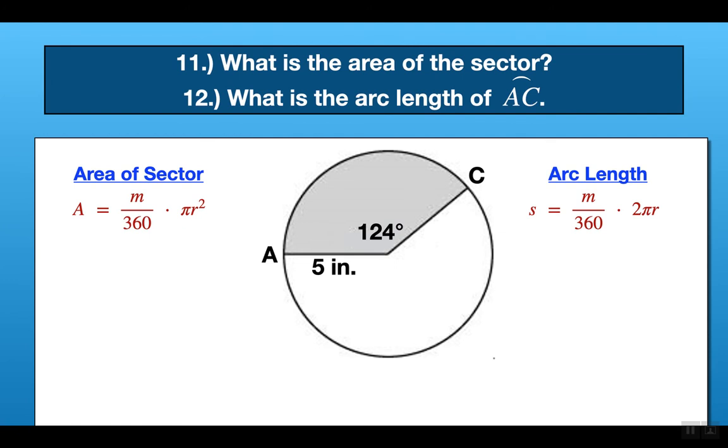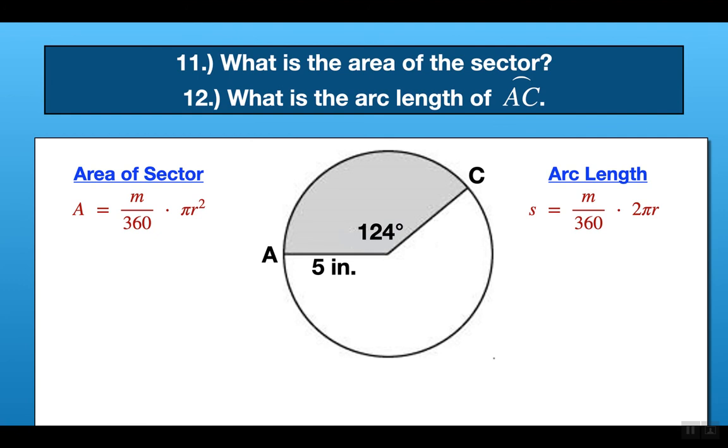As you can see, we already have the formulas written there. But I just want to say once again, these formulas are not given to you on the exam. So if you don't know the formulas during the exam, you can't do the question. All you could do is guess. For the area of a sector, area equals m over 360 times pi r squared. If you look at your diagram, the measure of the central angle is 124 degrees. That's what m is. M is 124. And the radius is 5 inches, or 5.